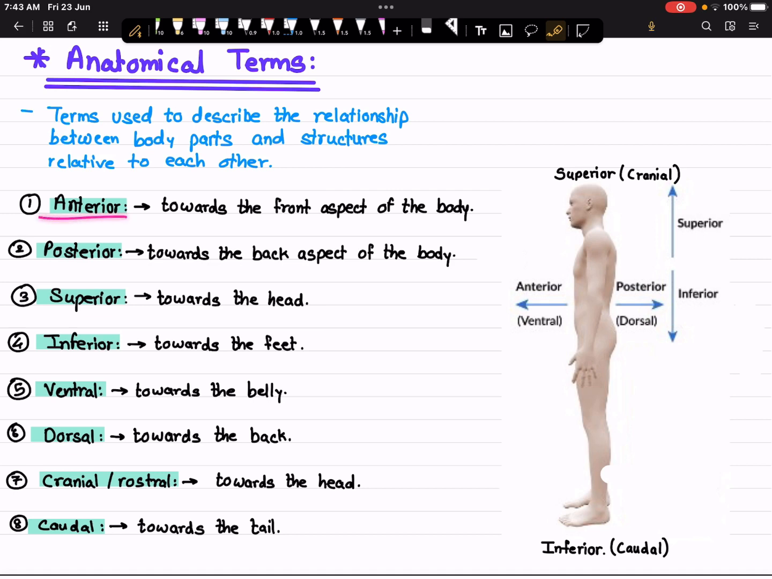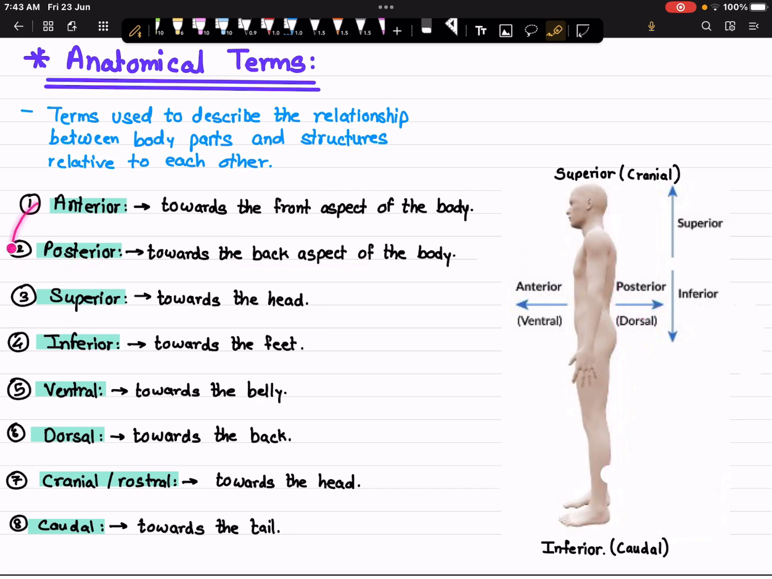First is anterior, posterior. Okay, so what is anterior? Towards the front aspect of the body. As you can see here, this is the front aspect of the body. So the anterior is towards the front aspect of the body. When it comes to posterior, it is towards the back aspect of the body. So this is the back aspect of the body. So anything towards the back aspect of the body is termed as posterior.